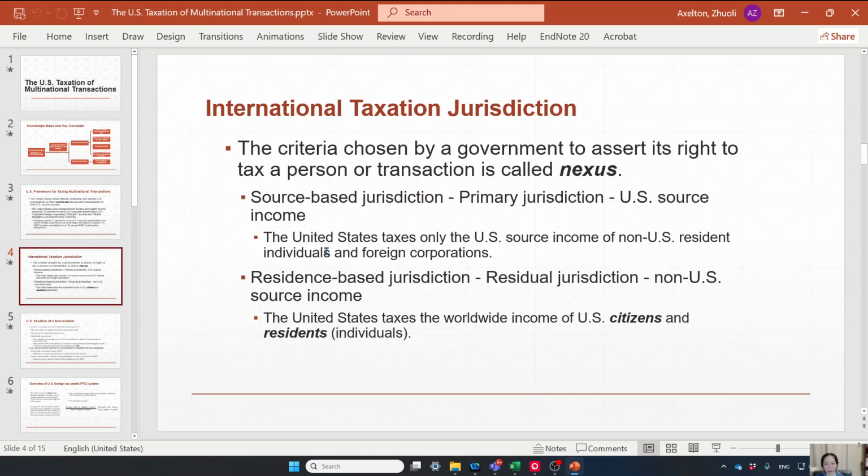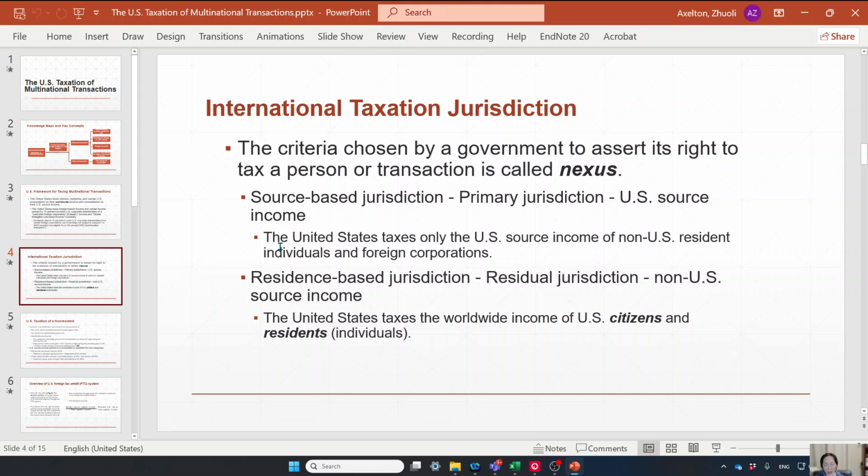And similar to state taxation, there is this nexus concept as well. From an international perspective, the criteria chosen by a government to assert its right to tax a person or transaction is called a nexus. There are two types of nexus, or ways to determine the jurisdiction. One is source-based jurisdiction. This is the primary jurisdiction: U.S. source income.